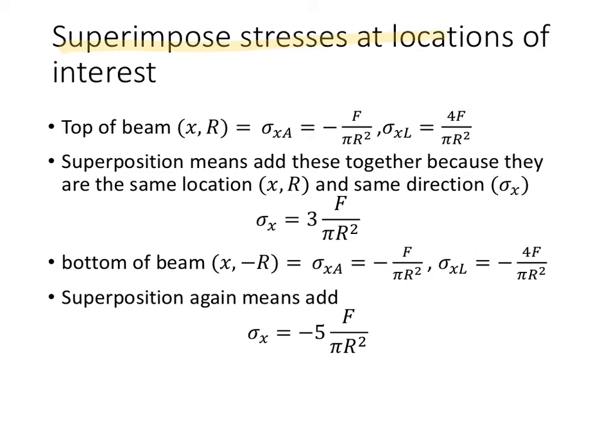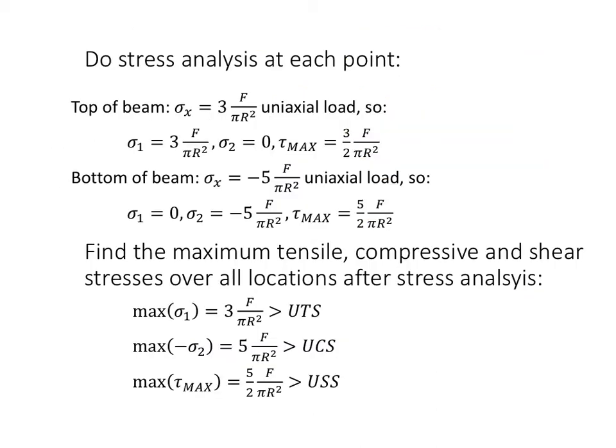So we do that to superimpose the stresses at these positions. In this case, they're all in the same direction. So we're just adding these together, and at the top of the bar, the compression due to the axial load counteracts the tension due to bending, and the result is a stress of 3F over pi r squared. Whereas at the bottom of the bar, both bending and axial loads lead to compression, and this gives us negative 5F over pi r squared.